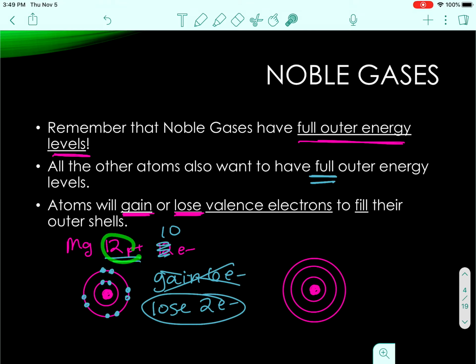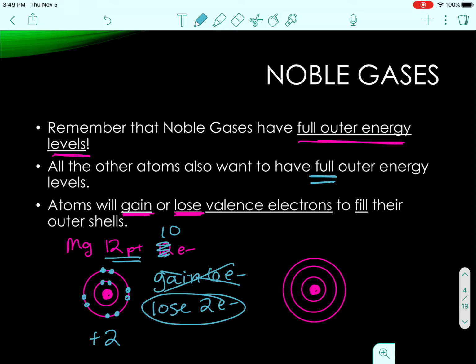Okay, so if I have 12 protons, 12 positive, and 10 electrons, 10 negative. Okay, so if we combine my positives and my negatives, I have 2 more positives now because I lost 2 negatives. Okay, so magnesium is then going to have a positive 2 charge because it loses 2 electrons.